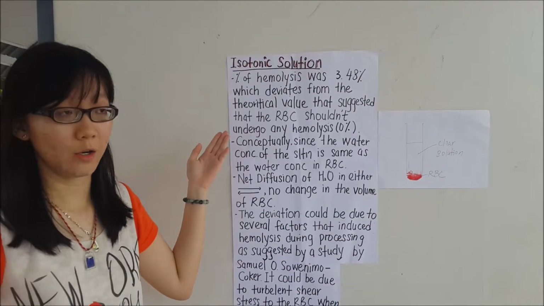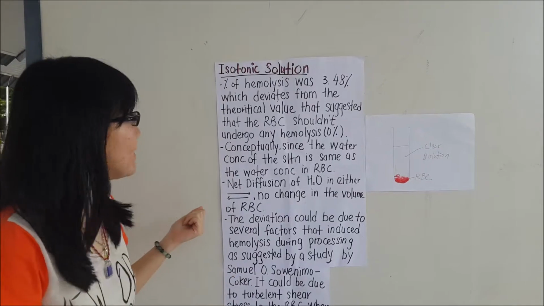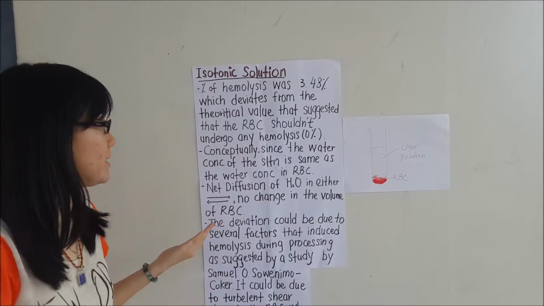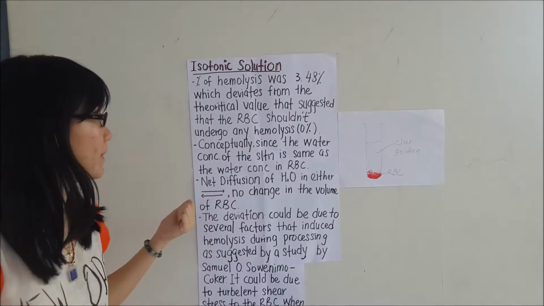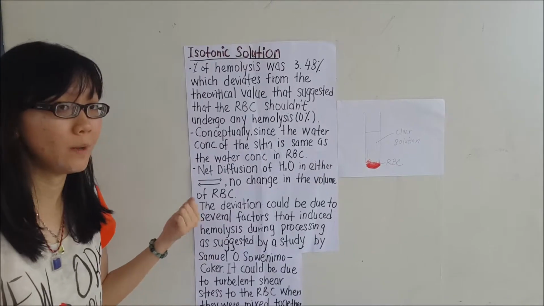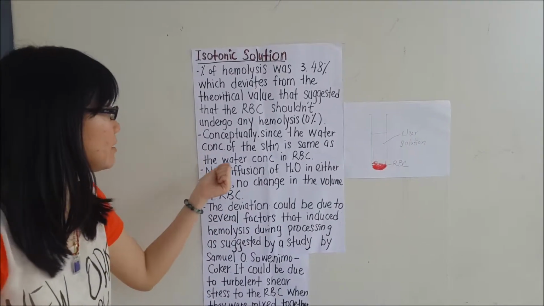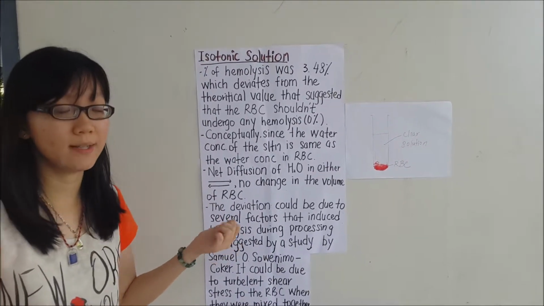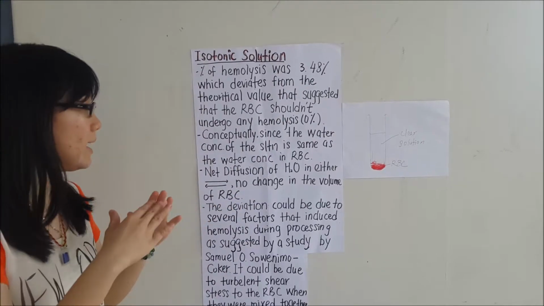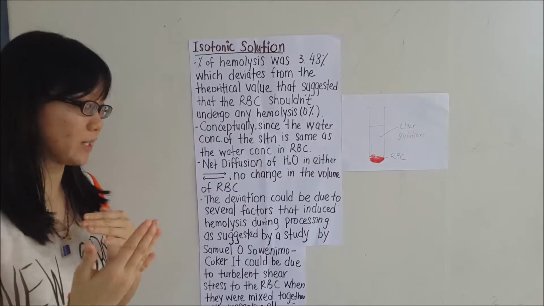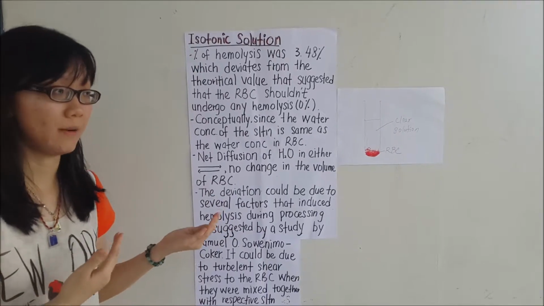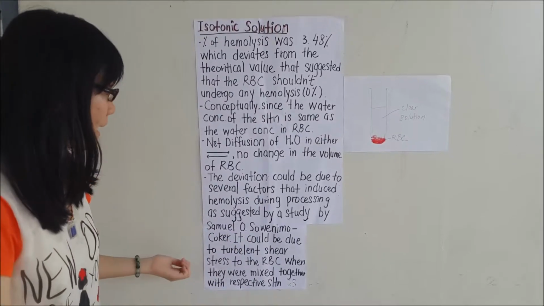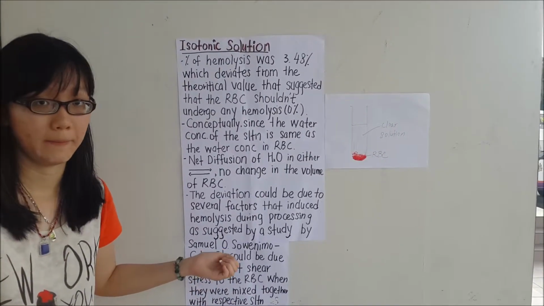For the isotonic solutions, from our result, the percentage of hemolysis was 3.48%, which deviates from the theoretical value that suggested our red blood cells shouldn't undergo any hemolysis, which is 0%. Conceptually, since the water concentration of the solutions is the same as the water concentration in the red blood cells, there will be no net diffusion of water in either direction. There will be no change in the volume of the red blood cell. So it could be due to the stress to the red blood cells when they were mixed together with the respective solutions.